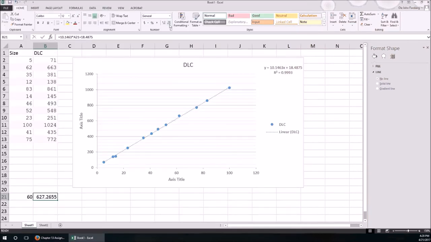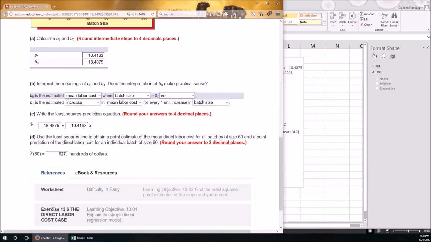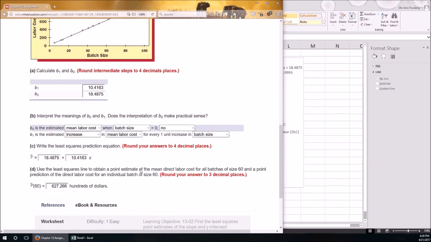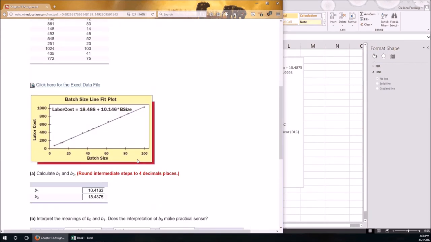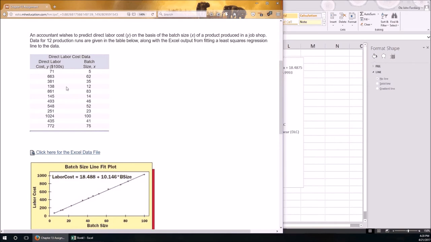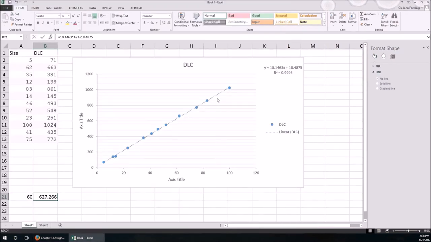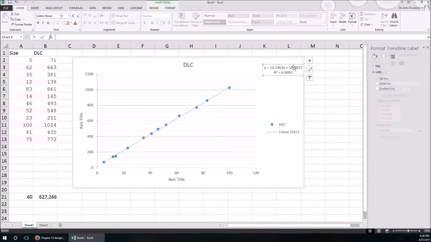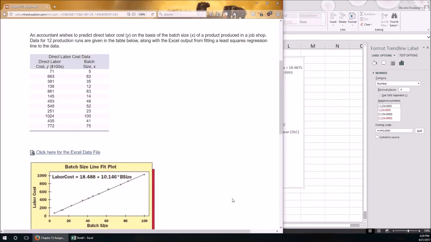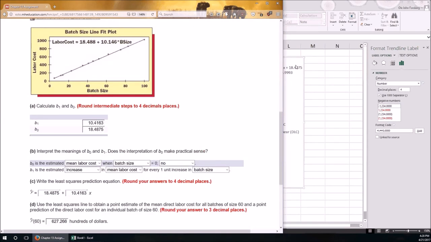So for this problem, we got the data into Excel, had Excel create the graph and the line of best fit. We extended the number of decimal places in the line of best fit. By default, it's 3. We just extended it to 4. How did we do that? We selected the number of decimal places to 4, and then it spit out more. And from that equation, we were able to fill in the B1, the estimated slope, and B0, the estimated y-intercept. We interpreted the meaning of B0 and B1, B0 being the y-intercept, the estimated value of y, mean labor cost, when x, batch size, is 0.